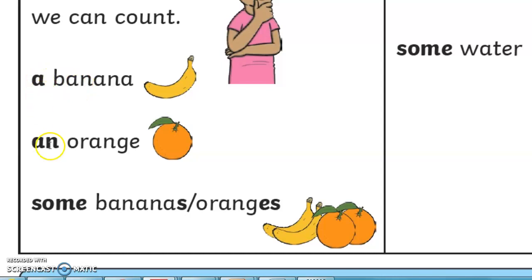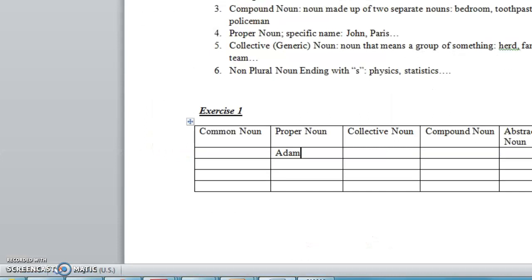A means 1. An orange, it's singular. An means 1. Now you know that the difference between a and an is that an is used with a vowel letter. Whenever I use a or an, the noun should be singular because a or an means 1. Okay? Then, if I want to use them in plural, which is fine, I use some. Can you give me some bananas? Okay, I need some oranges to make juice. So let's go here. And we have the second part, which is countable and uncountable nouns.